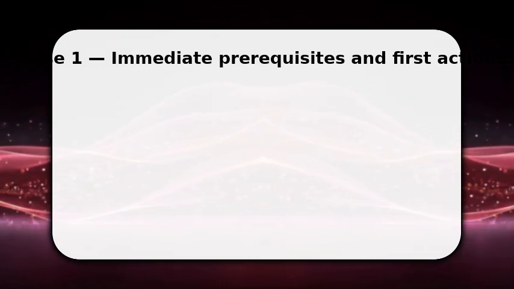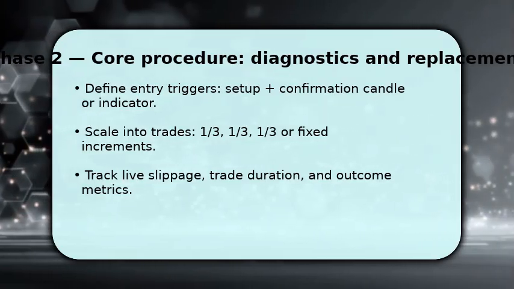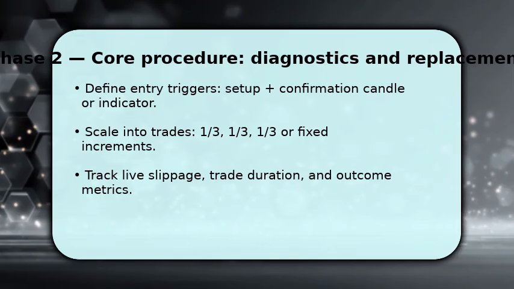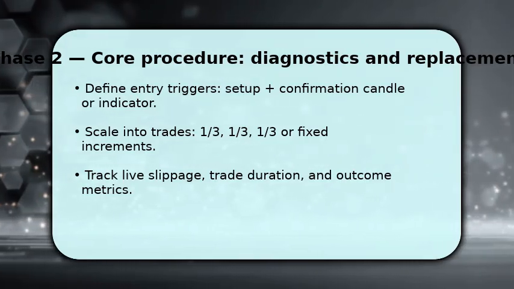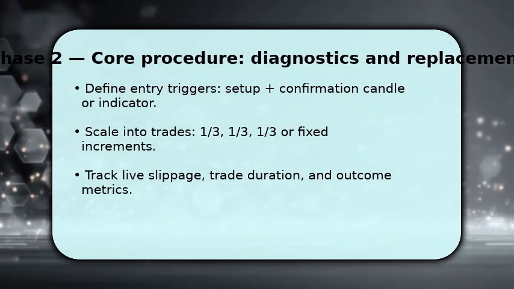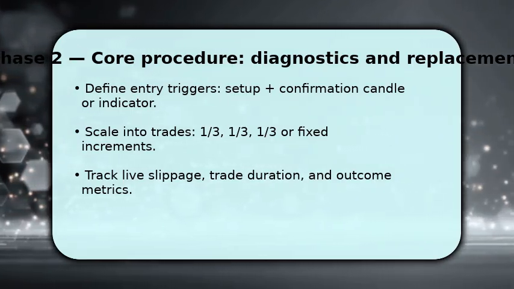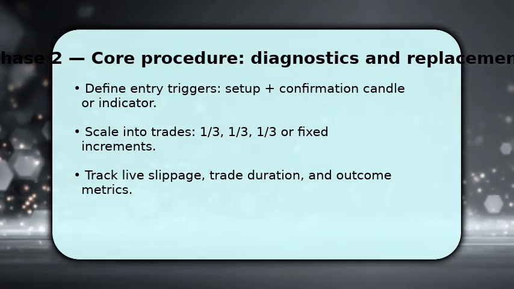You refine entries by combining a precise setup with a confirmation signal: price action candle, volume spike, or indicator cross to improve probability. Once a trigger hits, scale in. Start with 1/3 of intended size, add 1/3 on confirmation, finish the last third only if momentum persists. This reduces emotional sizing errors.